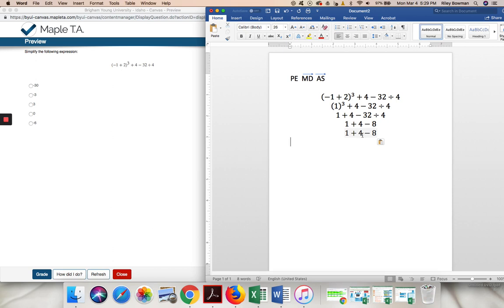1 plus 4. Now the reason we add and subtract from left to right is to make sure that the negatives stay with the negative. If you wanted to go through and add the opposite on all of these, then they would all be addition, and you could do it that way as well. For this one though, 1 plus 4 is 5, and 5 minus 8 gives me -3.